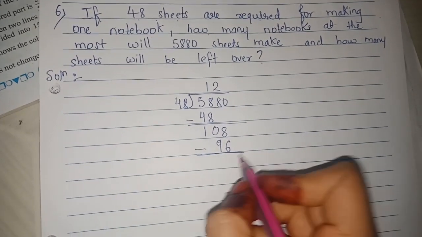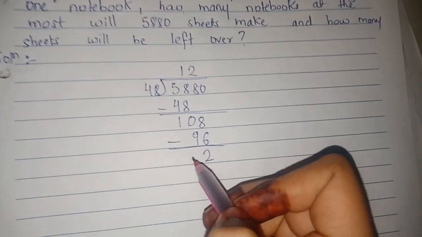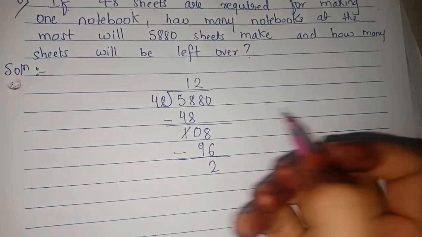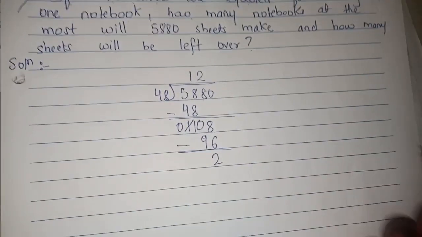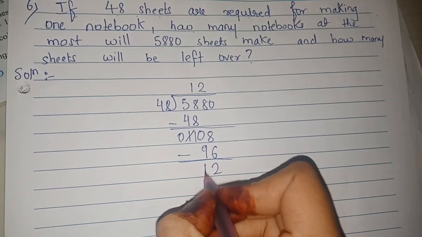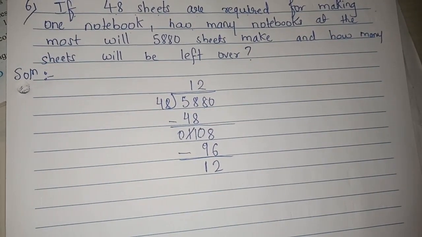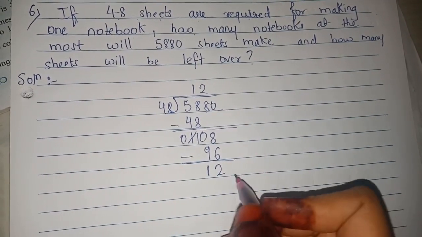8 minus 6 is 2. And 0 minus 9 is impossible. So we will borrow 1 from this 1. So 1 will become 0 and this 0 will become 10. Now 10 minus 9 is 1. Understood? Now take this 0 down.